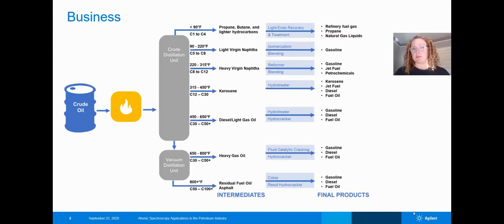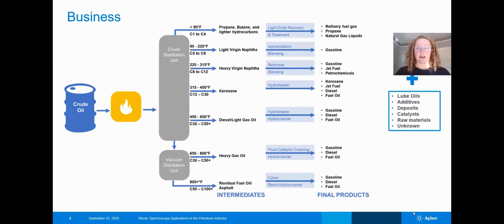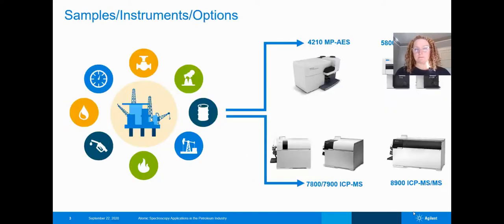Final products range between refinery fuel gas, propane, natural gas liquids, gasolines, jet fuels, petrochemicals, kerosenes, diesels, you name it, there's lots of things that can be analyzed in the petroleum lab. Other things not on this list, but can also be seen in the elemental lab, are lube oils, additives, deposits, catalysts, raw materials, and lots of other unknowns.